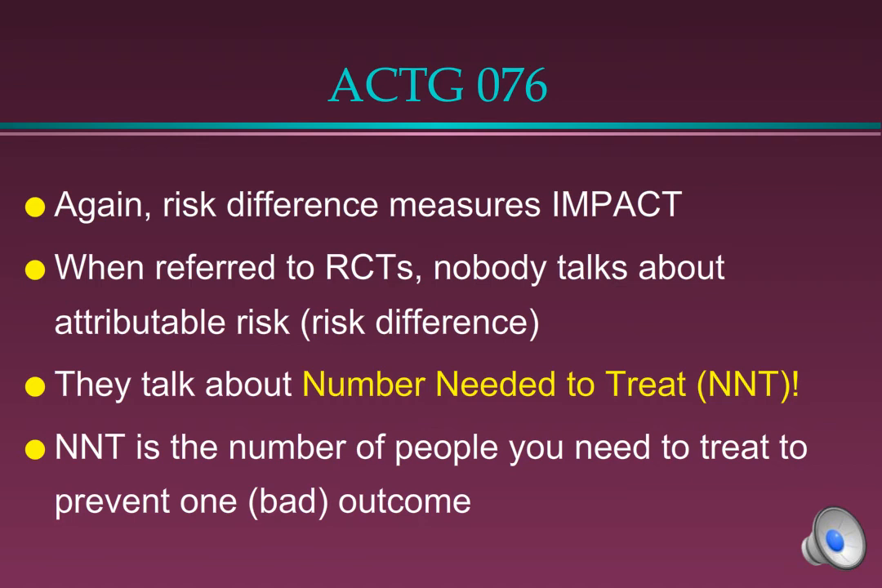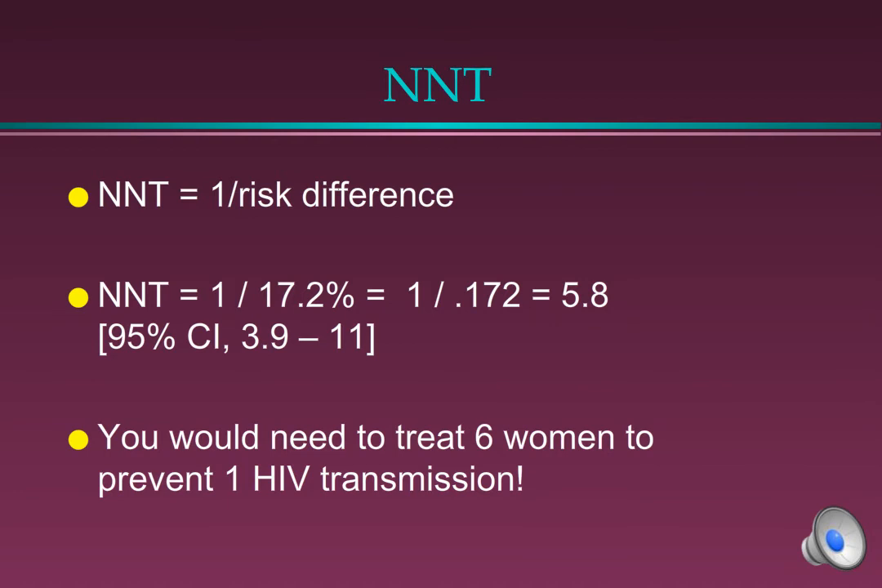Generally when we do randomized controlled trials, we're trying to prevent an undesirable outcome, in this case, HIV transmission. So the calculation of the number needed to treat is really simple. It's just 1 divided by the risk difference. In this case, you remember above we said the risk difference was 17.2%. So it's simply 1 divided by 17.2%, which this time we remove the percentage sign. And it's simply 1 divided by 0.172, which is 5.8. And again, we can use a confidence interval of 3.9 to 11.